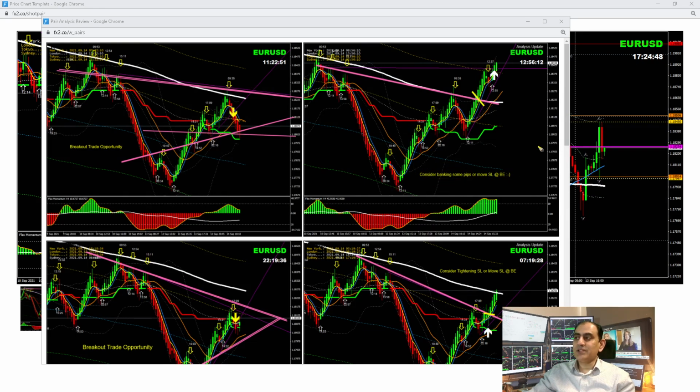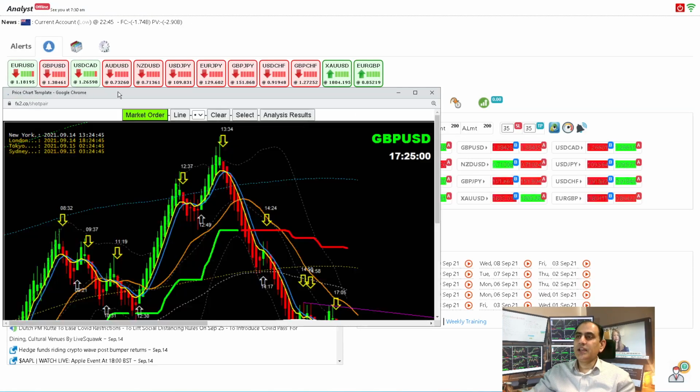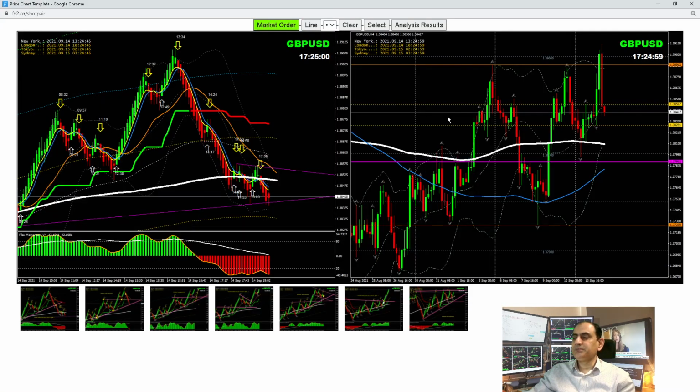As you can see, the bias was long from yesterday after this big bullish engulfing candle. Price nicely came back and retested. Beautiful trades on Euro USD. Okay, so on Pound Dollar we had good trades, and on the Dollar CAD we had beautiful trades.